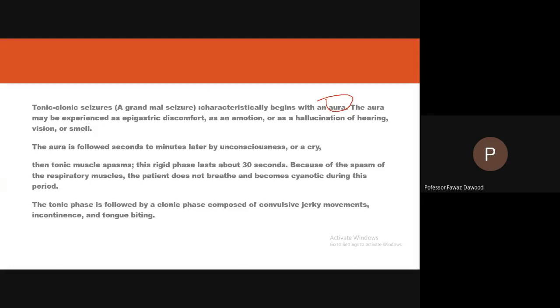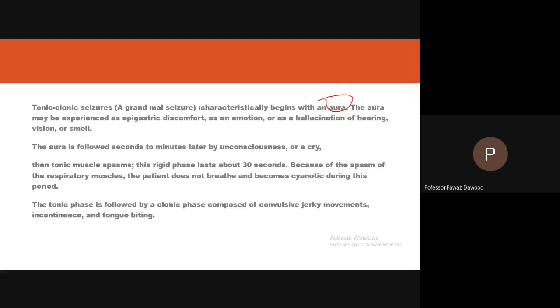So what I mean exactly by aura: the patient comes and tells you, doctor, I hear abnormal sounds or smell abnormal odors. And this is exactly what is called the hallucination of hearing, or visual hallucination, or smell. Then after a second or 2 minutes, the patient is going to become unconscious.